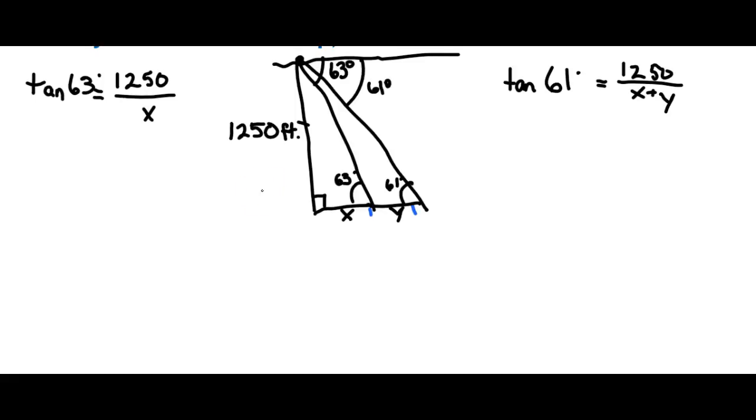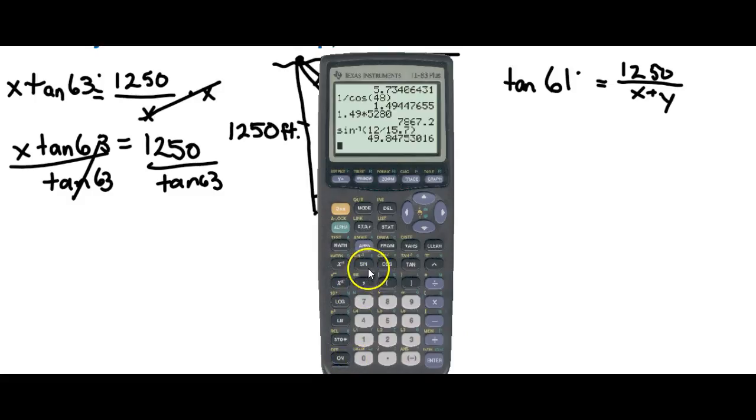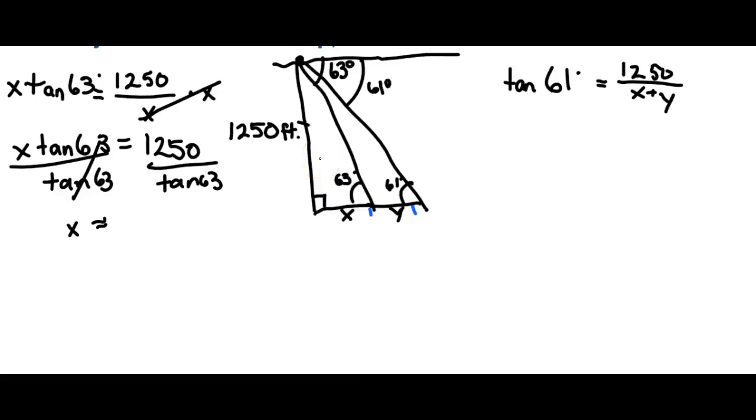Obviously the equation we know the most about is the one on the left, because there are two unknown variables in the one on the right. So let's solve this one first, and that'll give us the key to solving the second one. If we multiply both sides by x to get rid of our fraction, the x's cancel out, and we get x tangent of 63 equals 1250. Now we'll divide both sides by tan 63. When we put that into our calculator, 1250 divided by tan 63 is 637 roughly. So x is about 637, and that's in feet.